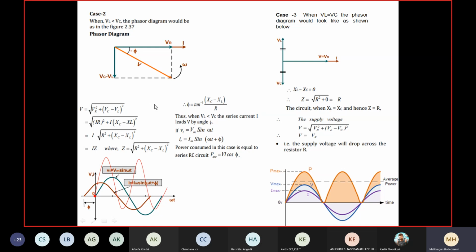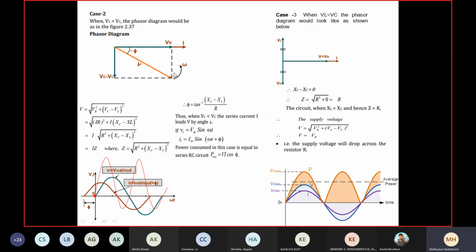Then from this, again, one more conclusion I can draw. What is this angle? Power factor angle. Cos of this is the power factor. Or if you want to know the angle itself, I can use a tan function. This side, opposite to the angle, opposite side divided by hypotenuse, I can write. Then what is this side equal to? I into R. What is the opposite side? I outside the bracket, XC minus XL. Hypotenuse is I into Z.